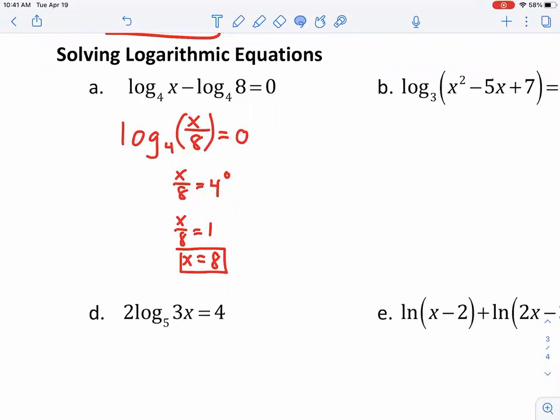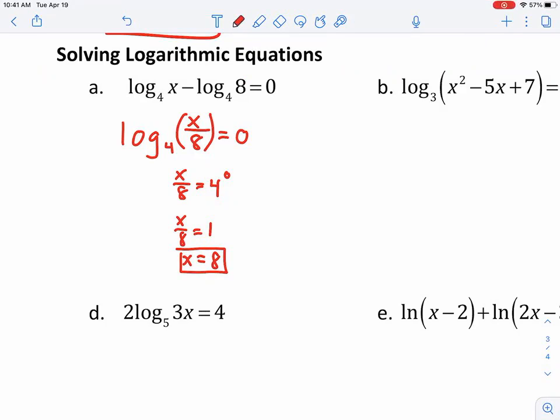Yes, I'm sorry, say that again. Yeah, so the 4, it's not just 4, but it's 4 to the 0 power. So remember, anything to the 0 power is going to equal 1. Any other questions?